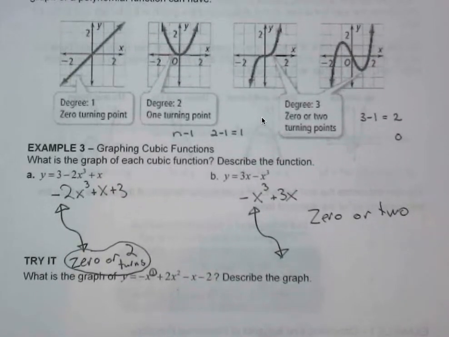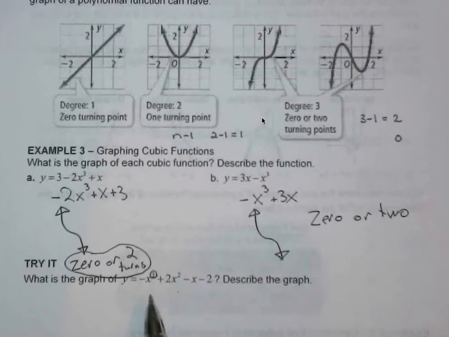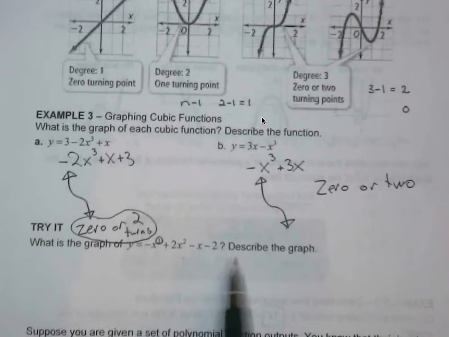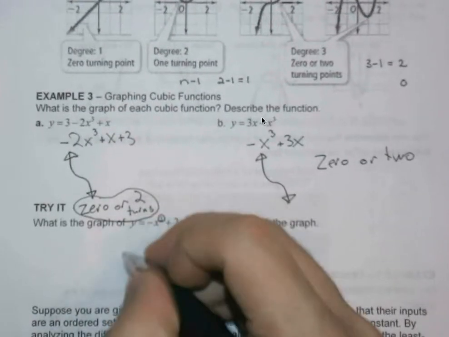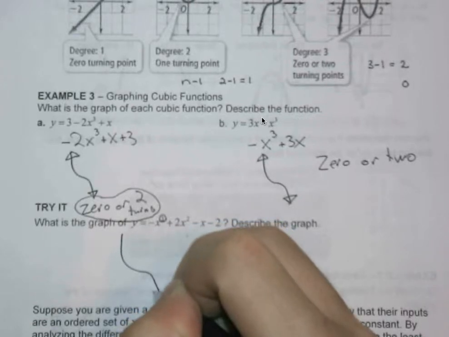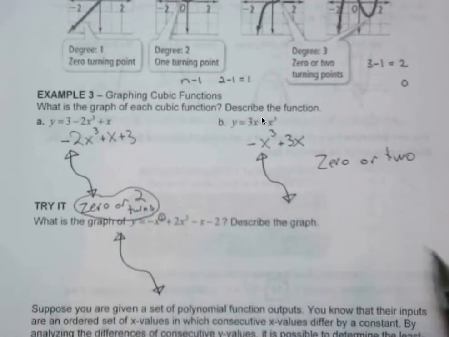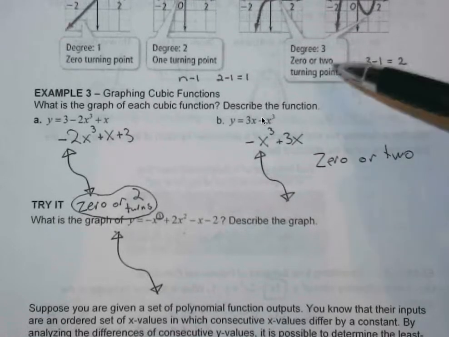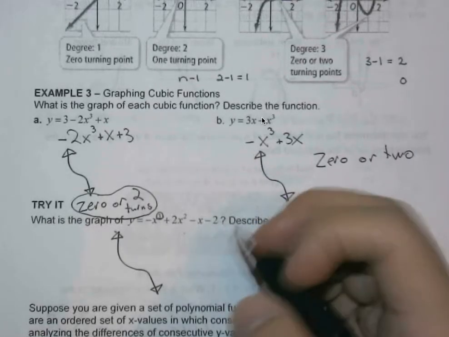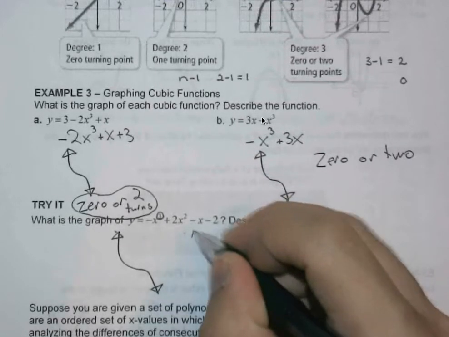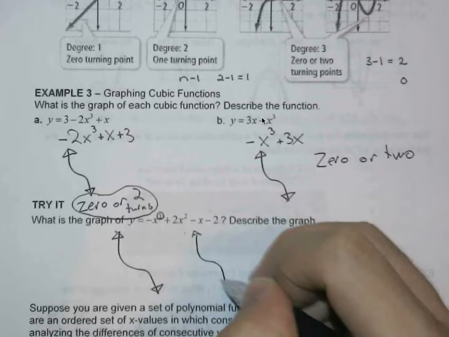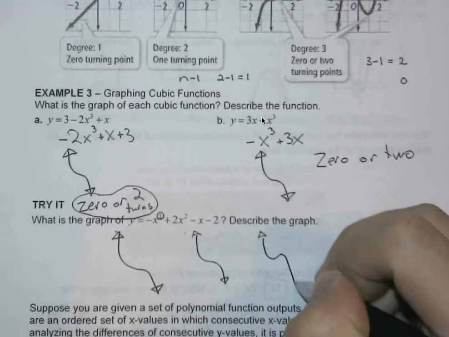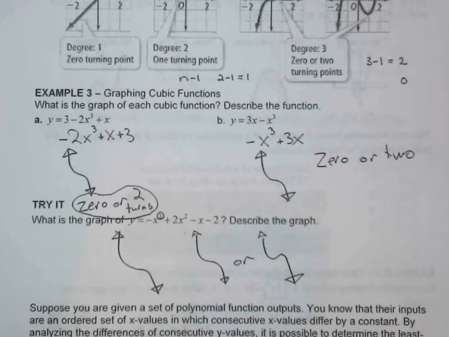We can also talk about the next piece here. This is already in standard form, negative 8x cubed plus 2x squared minus x minus 2. We know that this is going to be going down and to the right. And this is going to have at the most 2 turns. So it's either 0 or 2 turns. So it could look like this with 0 turns. Or as it goes down, it might swing up and then go back down again. So it could be a mix of those.